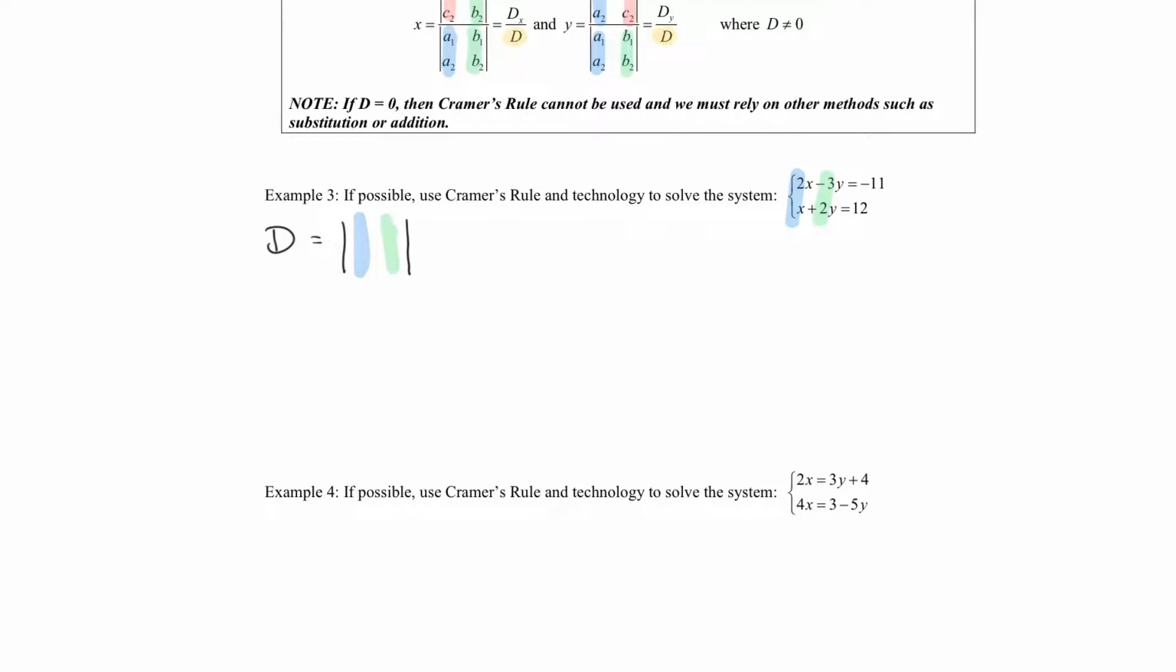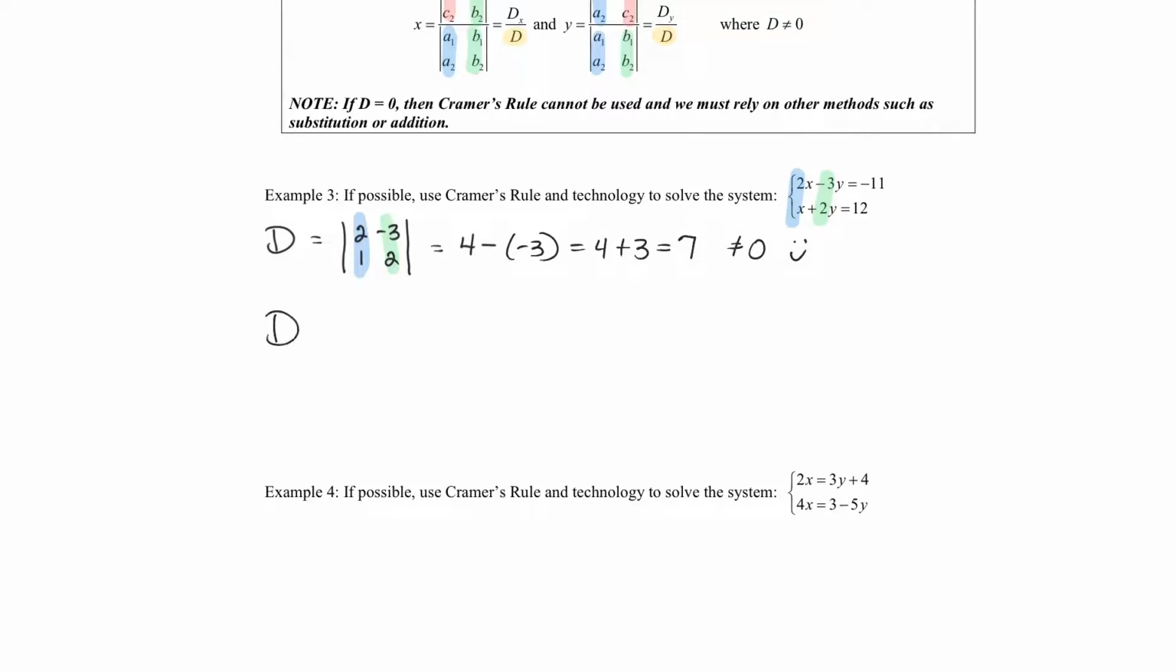So I've got 2, 1, and negative 3, 2. And I'm just going to do this one by hand. I'm not going to get my calculator out. So 2 times 2 is 4, minus, always minus, negative 3 times 1 is negative 3. So 4 minus the opposite of 3 is the same as 4 plus 3, which is 7, which is not 0, so I can use Cramer's rule.